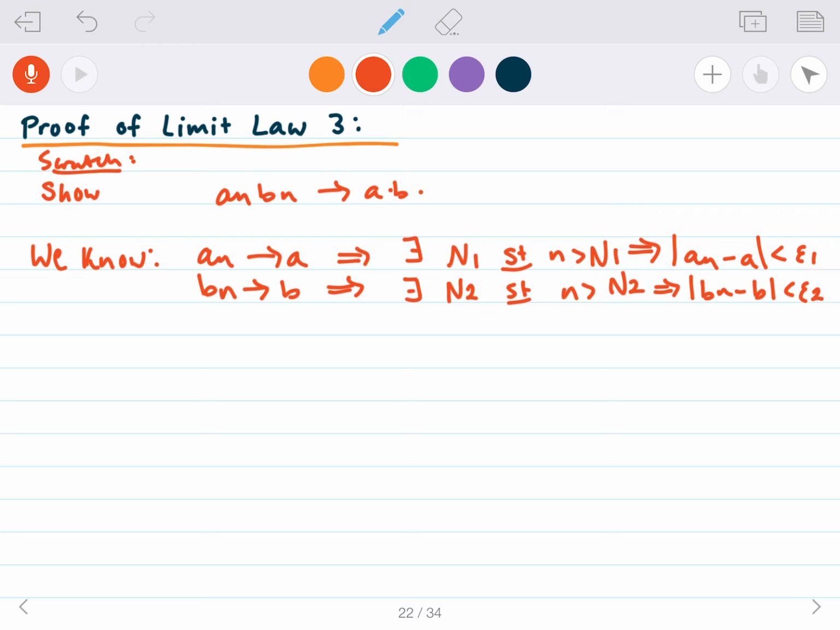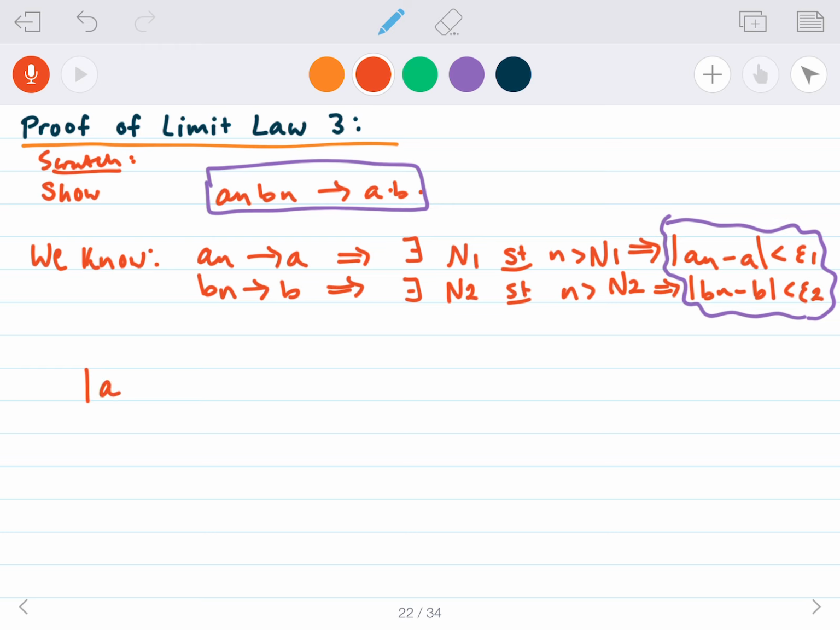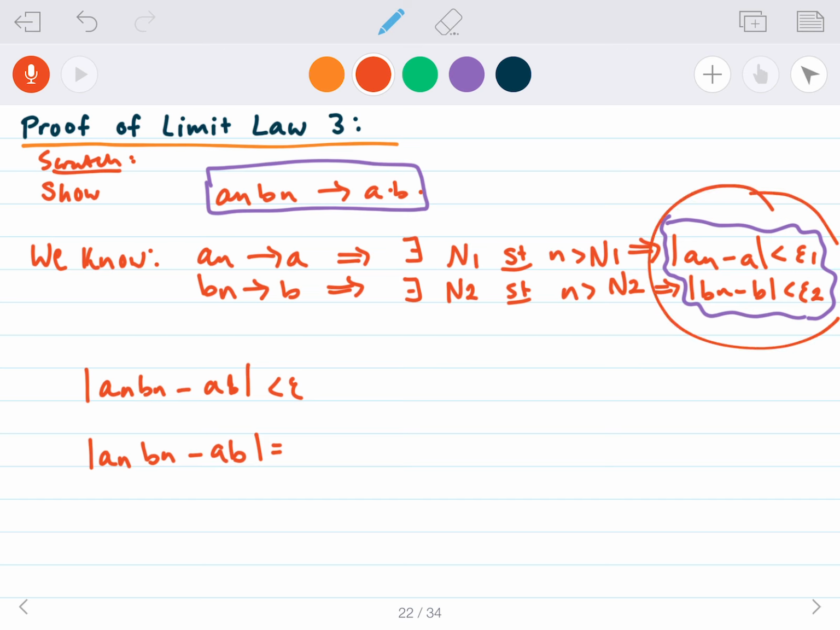So we somehow want to incorporate these things in our proof. And the question is how? Well, let's start with what we're trying to show. We want to show that a_n b_n minus ab is less than epsilon. And somehow we want to incorporate this stuff. And so we're going to use the old triangle inequality trick, right? So I'm going to do that by rewriting a_n b_n minus ab as something that involves this stuff in purple.